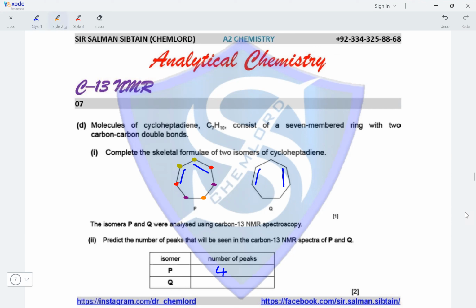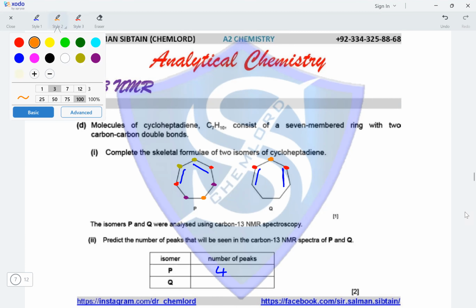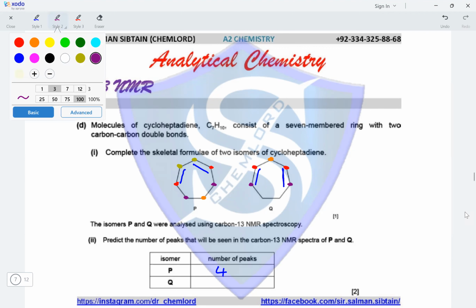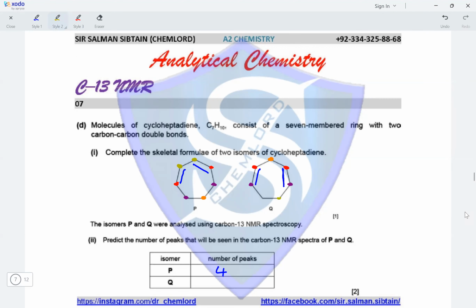For structure Q, we end up with 1 environment for this carbon atom, 1 environment for these 2 carbon atoms, a third environment for these 2 carbon atoms, and a fourth environment for the 2 carbon atoms at the base. So this structure also has 4 separate environments present, giving us 4 peaks in the carbon-13 NMR spectrum of structure Q as well.